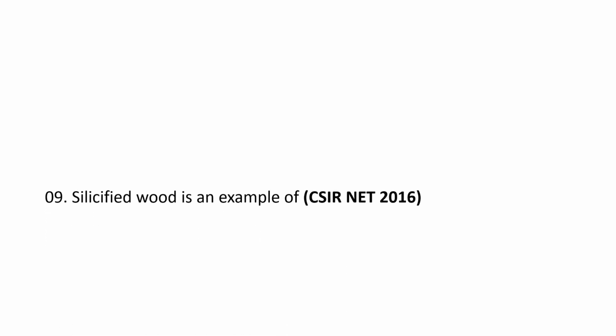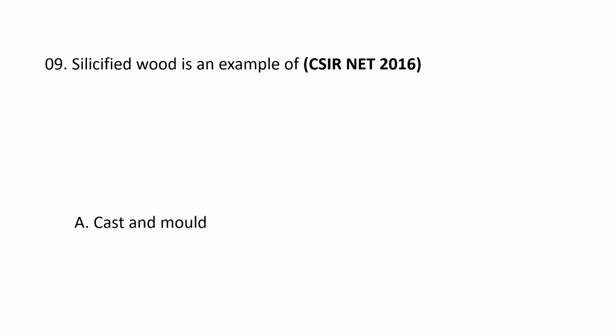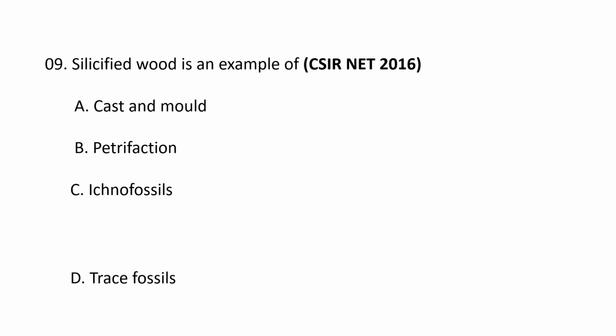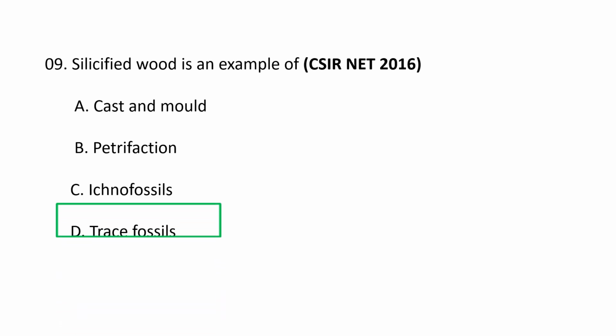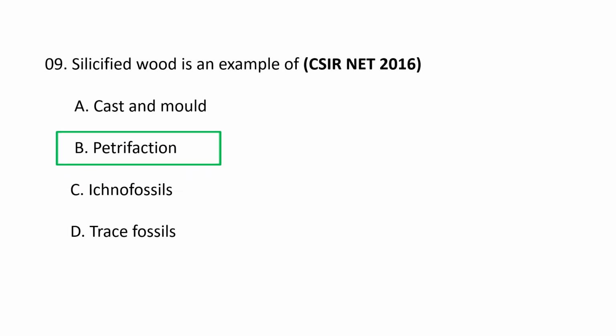Next question. Silicified wood is an example of A. Cast and mold, B. Petrifaction, C. Ichnofossils, D. Trace fossils. Silicified wood is an example of petrifaction.